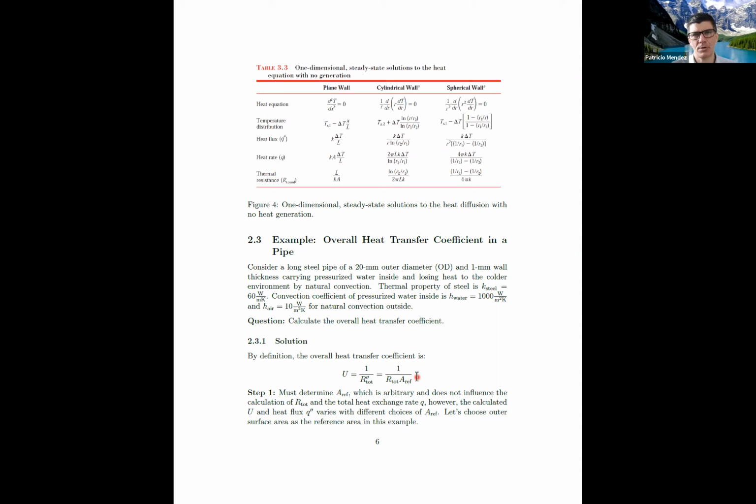Maybe you'll be in a job in which they want to design heat exchangers or insulation of pipes with a diameter outside. Whatever you pick is not going to change your result. It doesn't change the total resistance. It's going to change what you call the overall convection coefficient, but you end up multiplying by the same area again. So we chose the outside of the pipe, in this case, as the reference area.